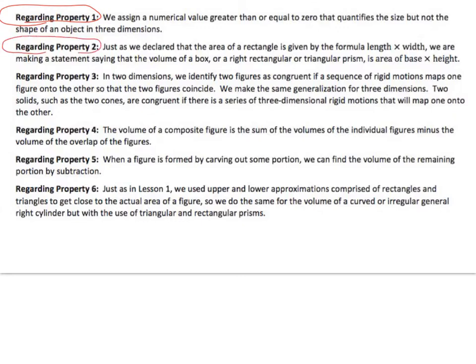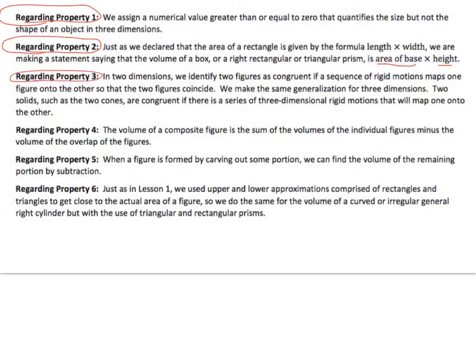Regarding property 2, don't worry about the numbers of the properties. We're just talking through the words. Just as we declared that the area of a rectangle is given by the formula length by width, we are making a statement saying that the volume of a box or a right rectangular prism or a triangular prism is the area of the base times the height. You might want to jot that down: area of the base times the height.